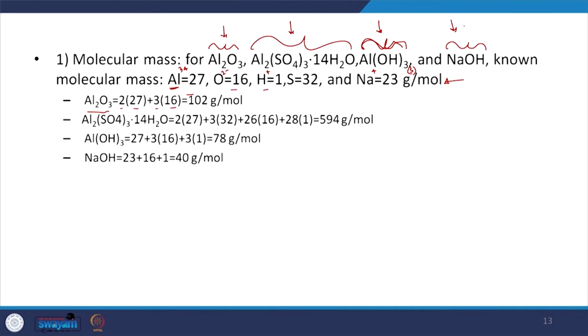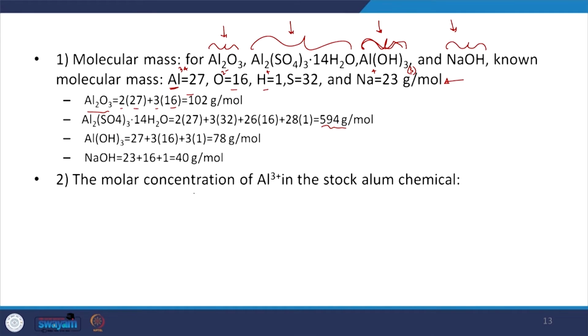And Al(OH)3. So, alum, as you see, is considerably heavy per 1 mole. That is what you see, 594 grams per 1 mole. Why? Obviously, you have a lot of sulfate. So, that is one thing to keep in mind. And what is the molar concentration of Al3+ in the stock alum chemical? Let us see how to go about it.